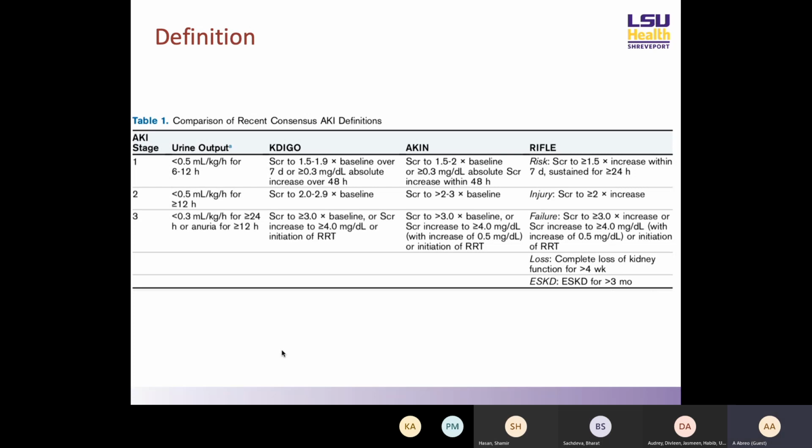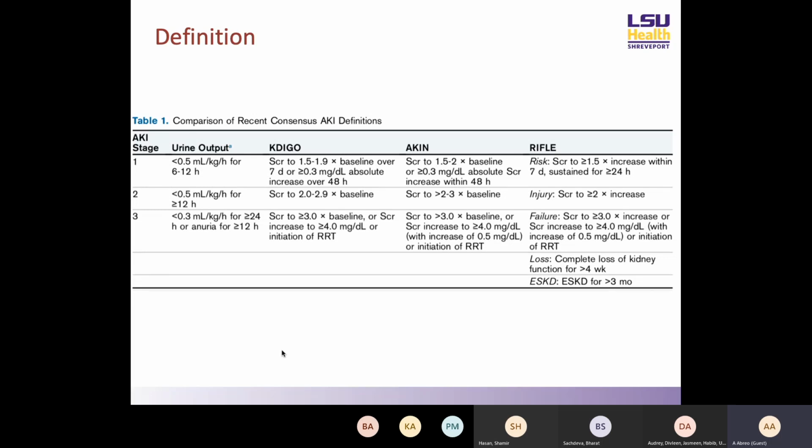These are the three main ones: RIFLE, AKIN, and KDIGO. KDIGO is more of a hybrid. If you want to commit one to memory, I would commit KDIGO to memory. There are urine output classifications for all three of them, and then the other portion involves the serum creatinine. If you're getting two different stages based on your urine output and your creatinine, you should go with the one that goes with the lower stage.